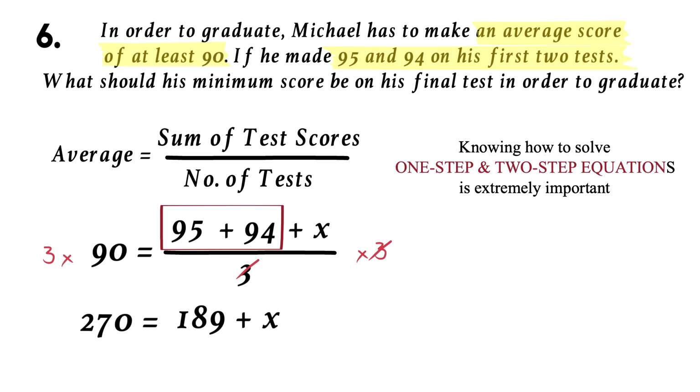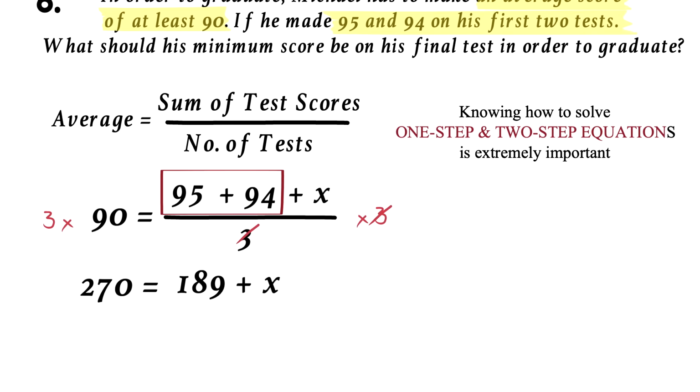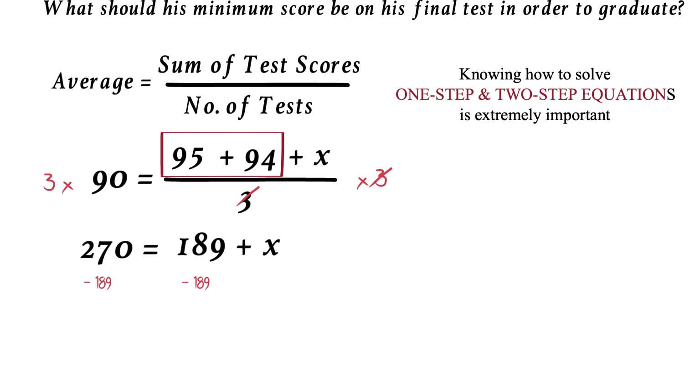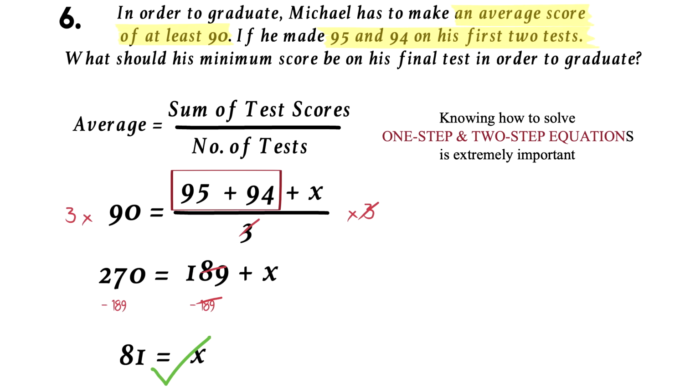We have a 1-step equation. Since the 189 is adding, we can subtract 189 from both sides. This will cancel out. 270 minus 189 is 81. So Michael must get a minimum score of 81 to graduate. There are other ways we could have solved this, but we chose this method because it helps you solve any mean or average question, no matter the twist.